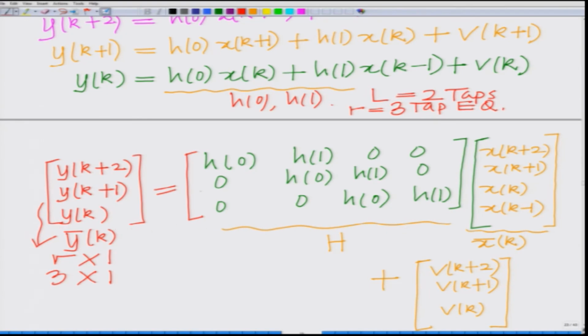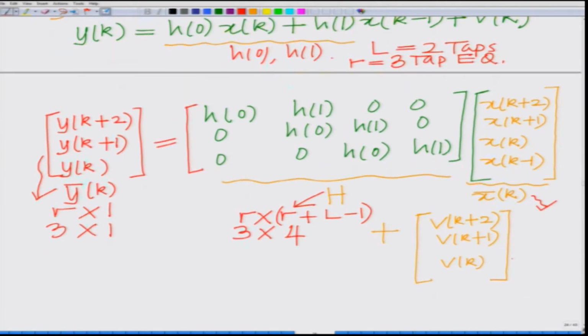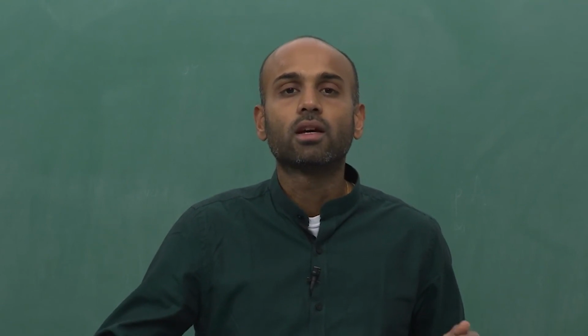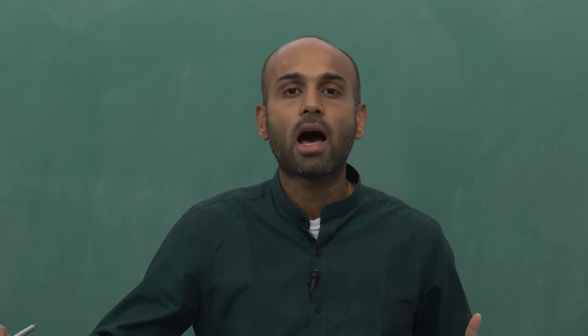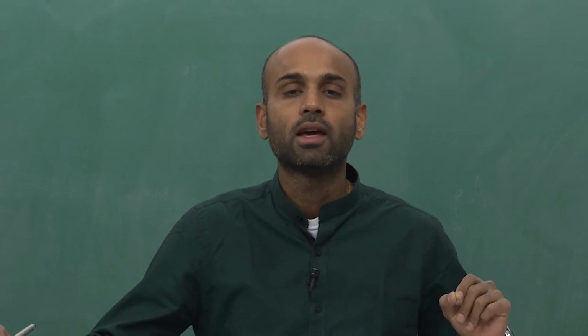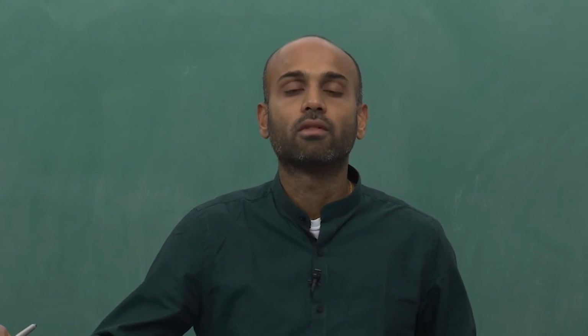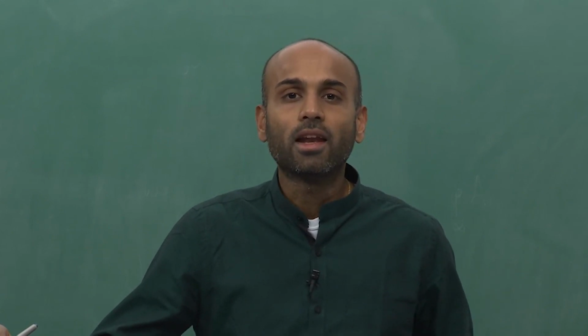So, this y bar k is basically a 3 cross 1. Now, this matrix H is R cross R plus L minus 1, that is 3 cross 3 plus L equal to 2, 2 minus 1, so 3 cross 4. x bar is R plus L minus 1 cross 1, so this is 4 cross 1, and V bar k is simply R cross 1, that is 3 cross 1. So, now we have written the vector model for this intersymbol interference channel, which is y bar k, which contains the symbols yk plus 2, yk plus 1, yk, equals the matrix H, which is formed out of the channel coefficients, an R cross R plus L minus 1 matrix, where R is the number of taps in the equalizer, L is the number of taps of the channel coefficients, times x bar k, which is R plus L minus 1 cross 1, plus V bar k, which is the noise vector, which is R cross 1.